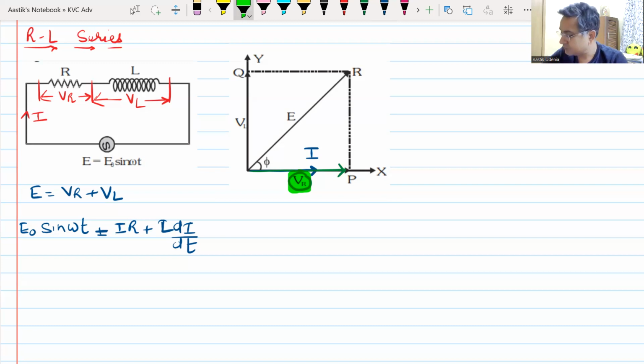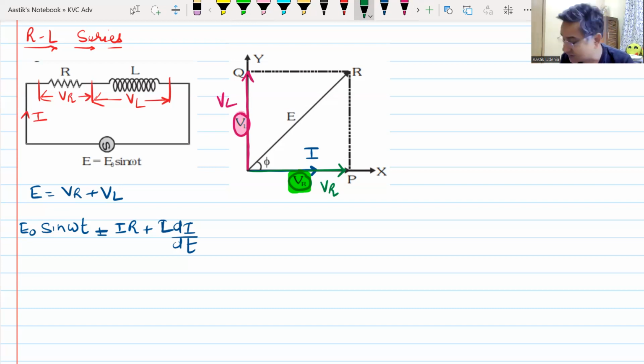Positive y. The voltage will lead, so it will be along the positive y-axis. Do we understand this? This is VL, and this is VR.